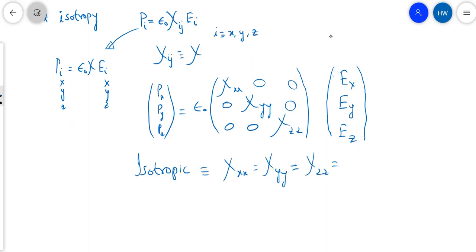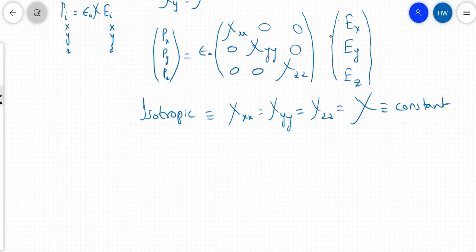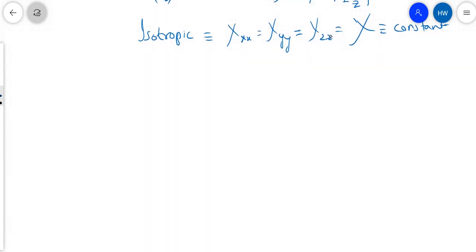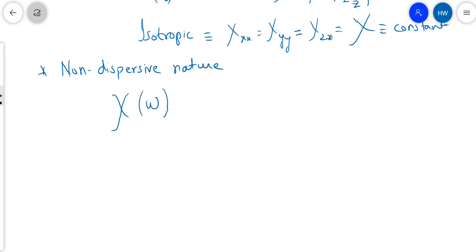And in the case of isotropy, when things are isotropic, what I'm noting is that my chi xx equals chi yy equals chi zz, and that chi is now a constant independent of the polarization direction of the incoming electric field. So that's another assumption that one makes. The last assumption that one makes is that of non-dispersive nature. Non-dispersive nature of the material.